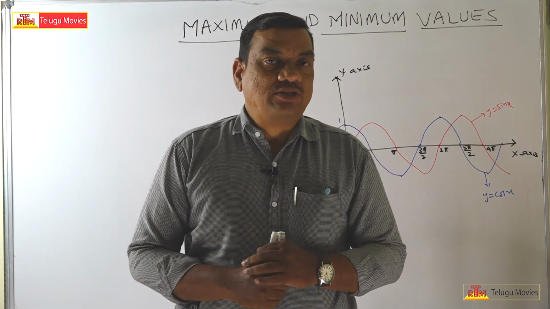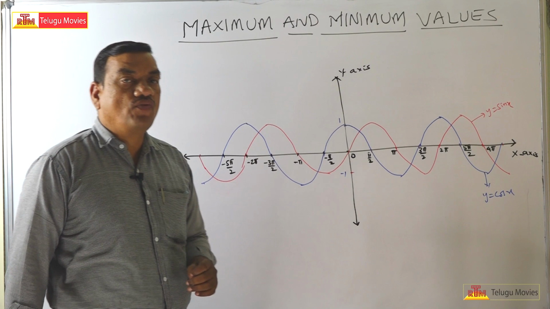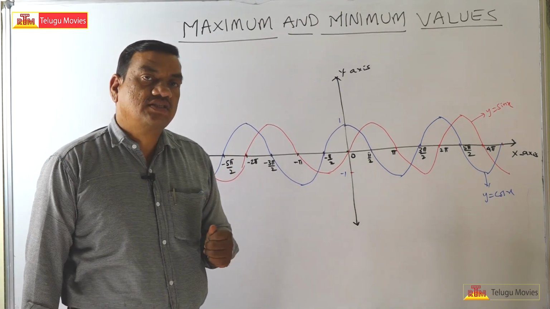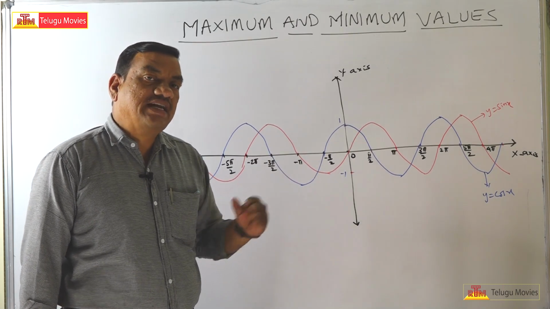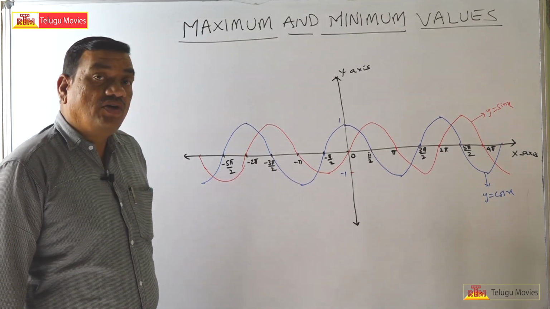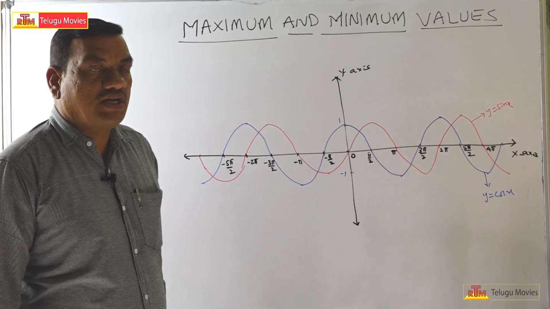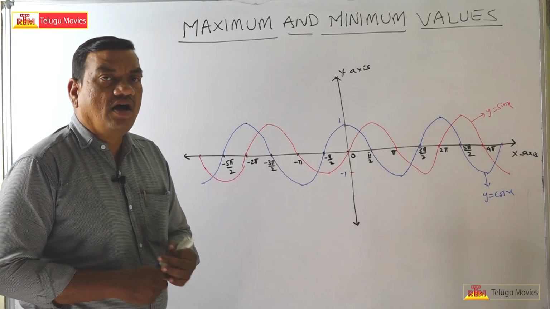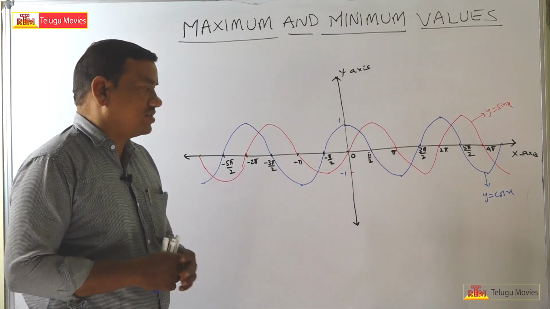Today I am going to explain the maximum and minimum values of the trigonometric functions sin x, cos x and tan x, same as cosecant x, secant x and cot x. If you want to understand the maximum and minimum values of the sin x and cos x functions in particular, observe the graph of sin x and cos x.